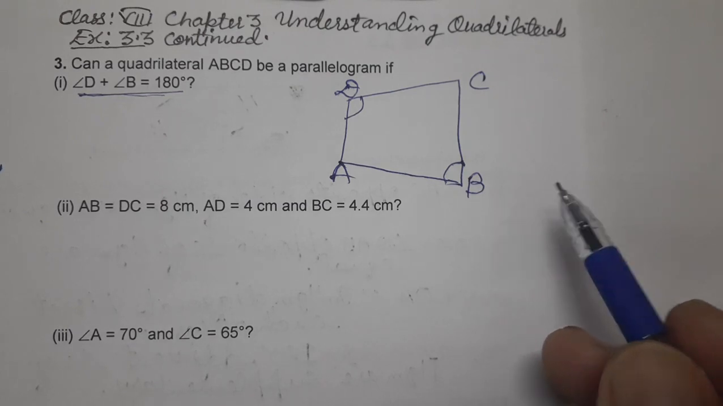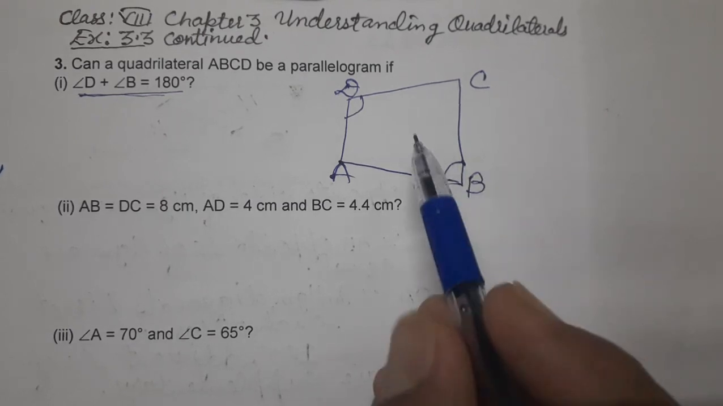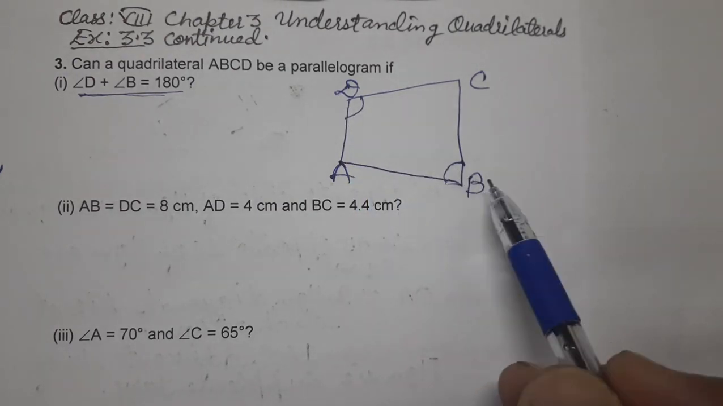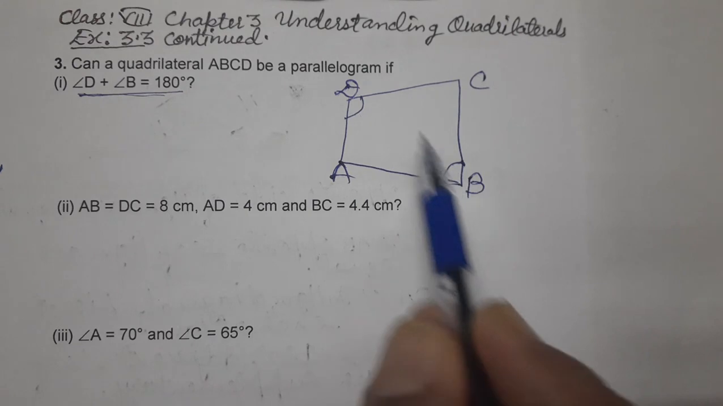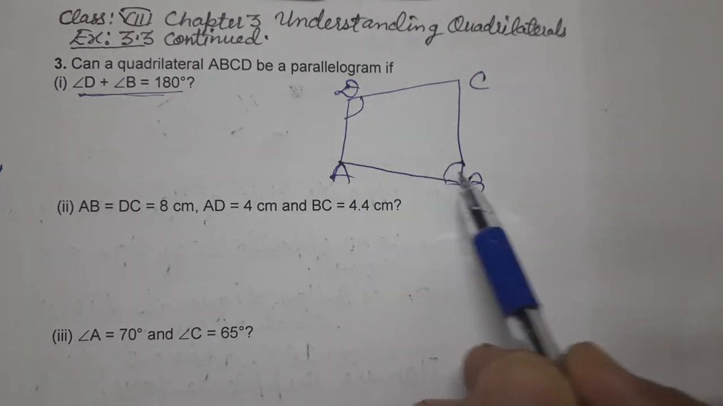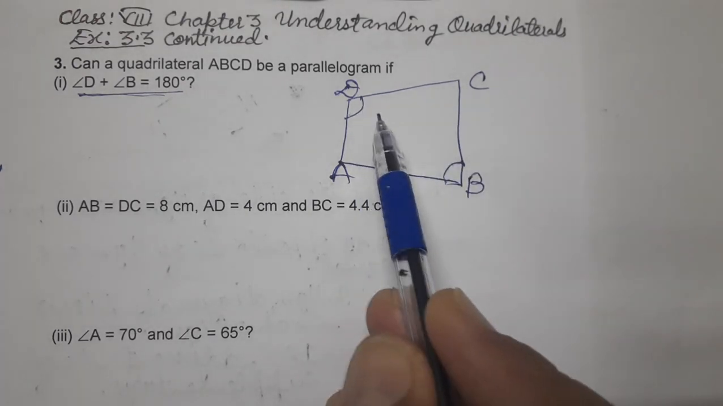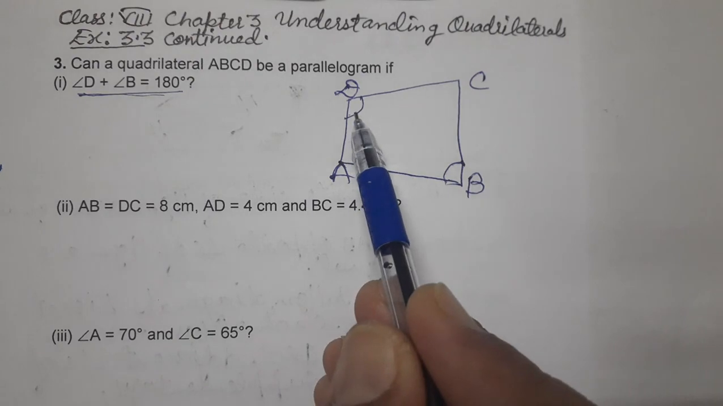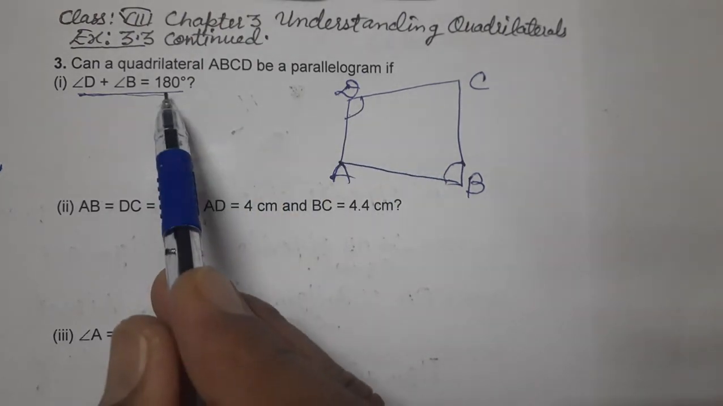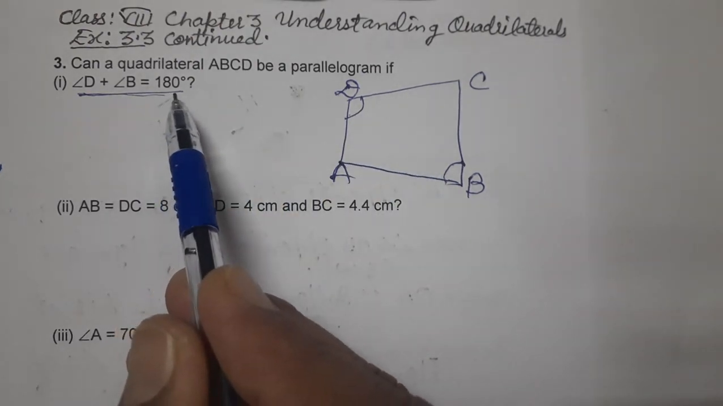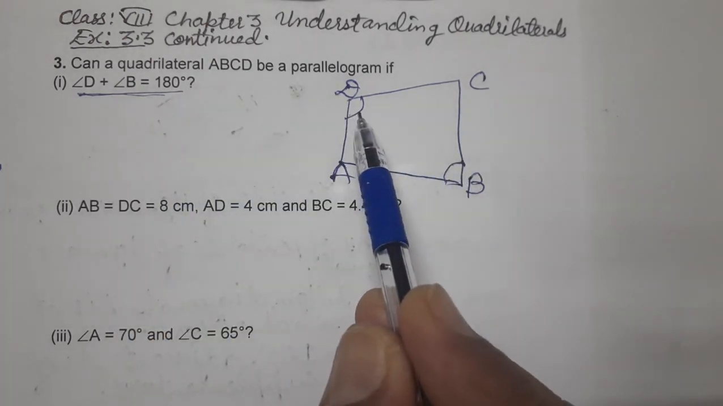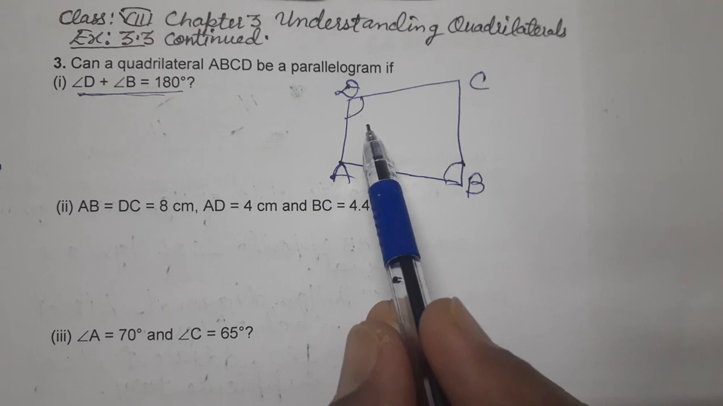So, you must know that opposite angles of a parallelogram are equal. So, here the sum is 180 degrees. It means both must be 90. First condition, that both must be 90, because 90 plus 90 equals 180, which is given to us. The condition given to us is that angle D plus angle B equals 180 degrees. This is the only condition.